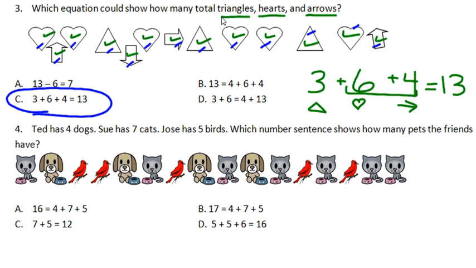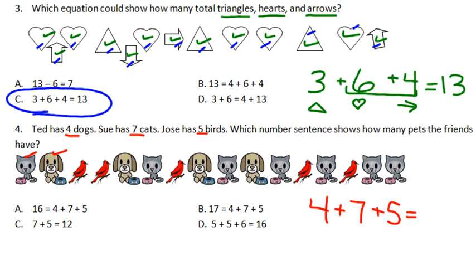Number 4. Ted has 4 dogs. Sue has 7 cats. Jose has 5 birds. Which number sentence shows how many pets the friends have? This time they tell me the number of cats, birds, and dogs. So I'm just going to write the add-ins down with the symbols that go with them, which would be 4 plus 7 plus 5. And in order to find my sum or my total, I'm going to count them.